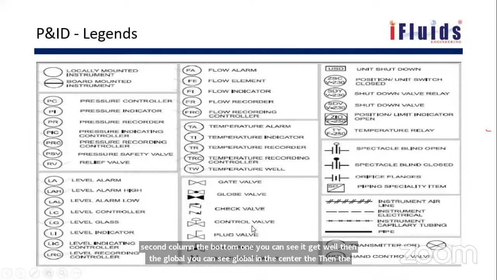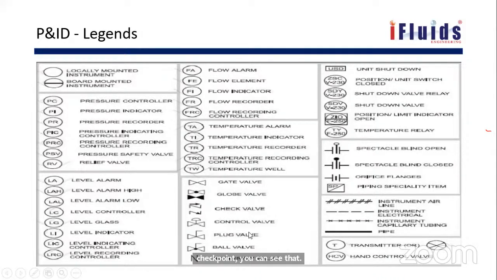So each equipment or each instrument will have one symbol, which we need to capture in the PNID. Once the PNID is made, it will be given to all other disciplines to proceed with their work. So they should be able to identify the symbols and proceed with their work.